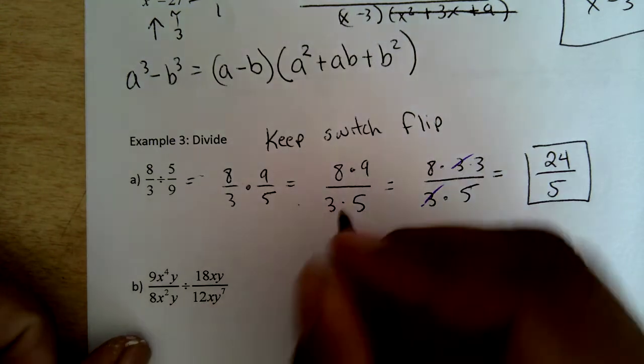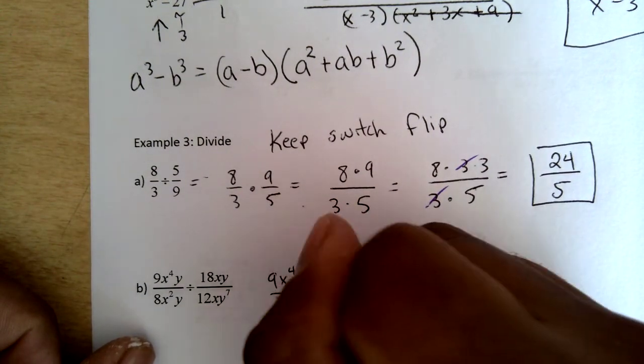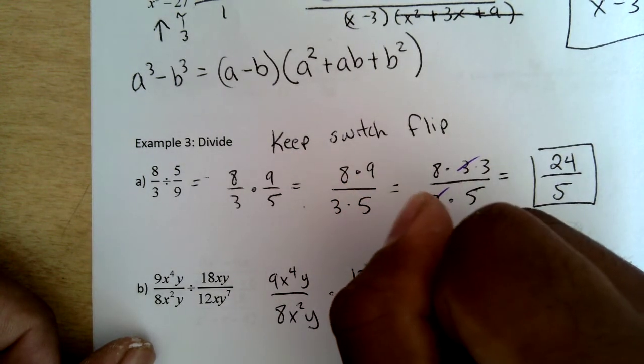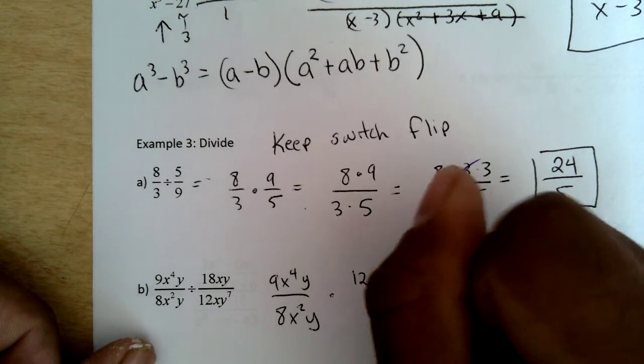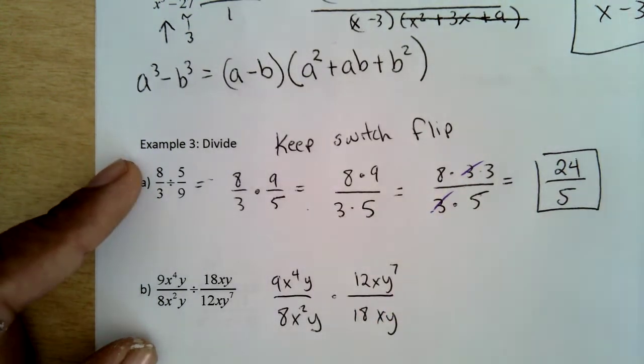So the same property applies here. All right, so let's flip this guy. 12x y to the 7th, over 18 xy.